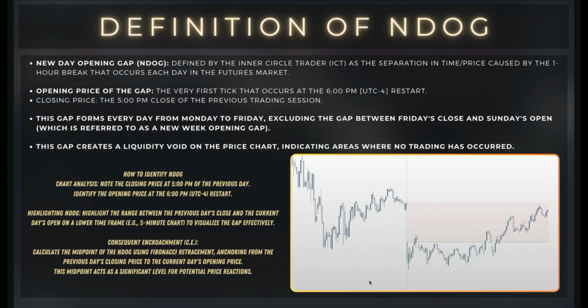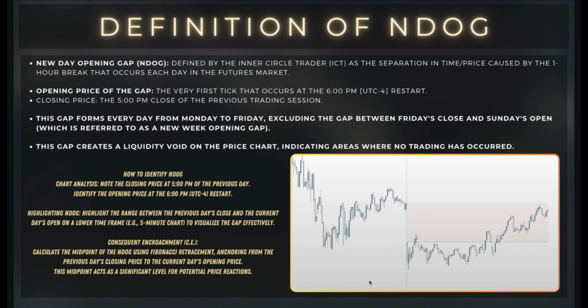How to identify NDOG? You start by noting the close price at 5 p.m. of the previous day. Identify the opening price at the 6 p.m. time. Highlighting NDOG, highlight the range between the previous day's close and the current day's open on a lower time frame. So it can be like a 15-minute time frame as well, but I would much rather you look it up from like a 5-minute and mark it up from there, but you can mark it up however you want. This is just to visualize the gap effectively.